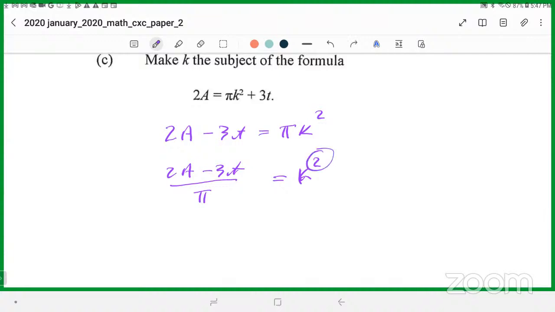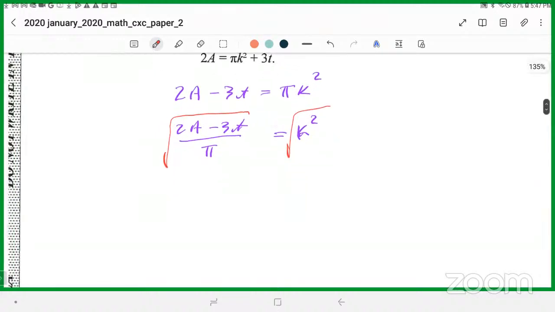Then, since we have this square, we square root both sides. So we square root this side and square root that side. And the square root cancels the square here. You can leave this on the paper if you want. And then you show that this becomes just K, which is now equal to the square root of 2A minus 3T, all over pi. So a little better.